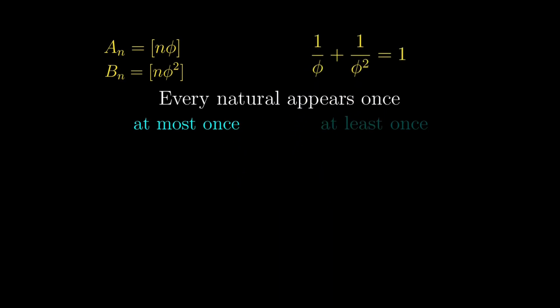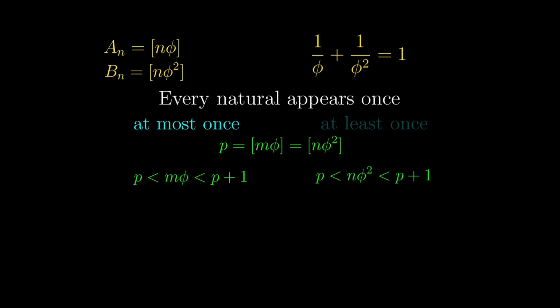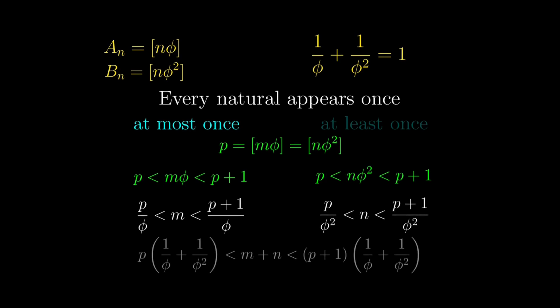So let's suppose there is a natural number p appearing twice on the winning table, which means it is a_m for some m and b_n for some n. By the definition of the integer part, we have m times phi and n times phi squared to be between p and p plus 1. We use the strict inequality sign here because phi and phi squared are irrational, so a multiple of it would not be an integer. Dividing the first inequality by phi and the second inequality by phi squared, then by adding these up we get this kind of monstrous inequality.